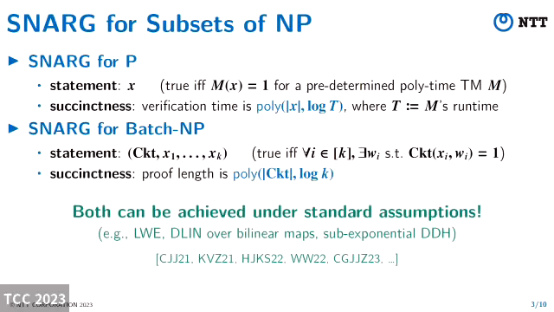It is known that SNARGs for both P and batch NP are very powerful and useful for many applications. And it is also known that they can be achieved under standard falsifiable assumptions, such as the learning with errors assumption, the decision linear assumption over bilinear groups, and the subexponential hardness of the decision Diffie-Hellman assumption.